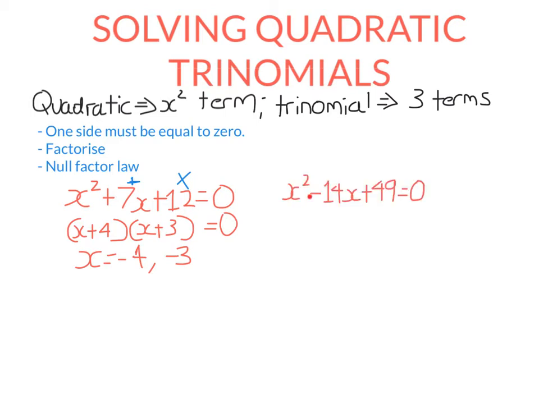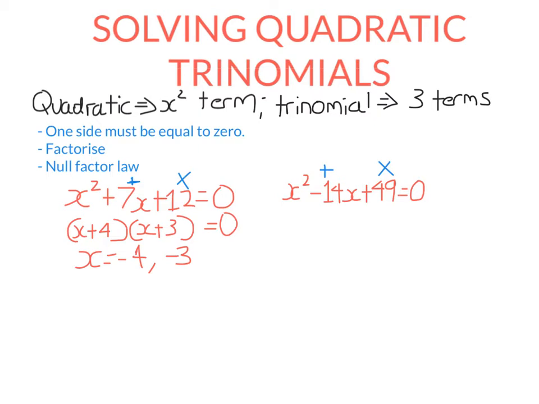So let's have a look at solving this equation here. 1, 2, 3 terms, one of which is an x squared term. It's a quadratic trinomial. Once again, first step already done, one side equals 0. So now I need to factorize. I need to find two numbers that multiply to 49 and add not to 14, but to negative 14. You might freak out and say, oh, 49 is a big number, but it doesn't have many factors. If you don't know off the top of your head the two numbers that multiply to 49 and add to negative 14, go through factors of 49.